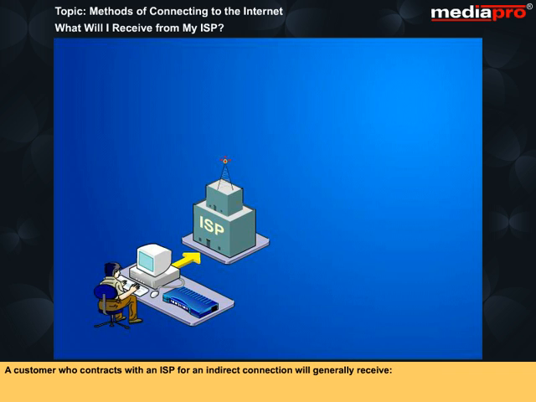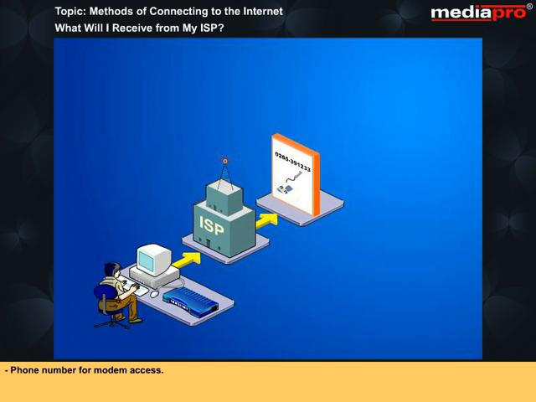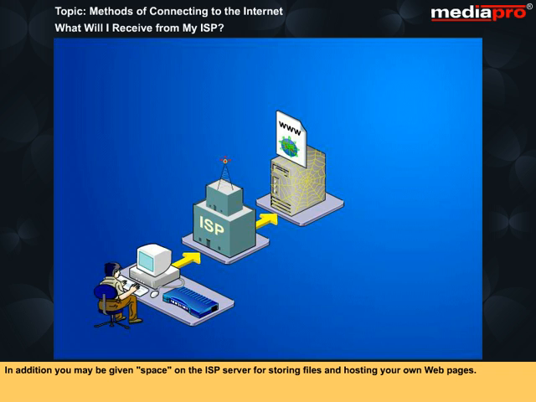A customer who contracts with an ISP for an indirect connection will generally receive dial-in software, since the internet software resides on the ISP's server, a phone number for modem access, a phone number for technical support, and an individual email account. You will now have access to the ISP domain name server. In addition, you may be given space on the ISP server for storing files and hosting your own web pages.